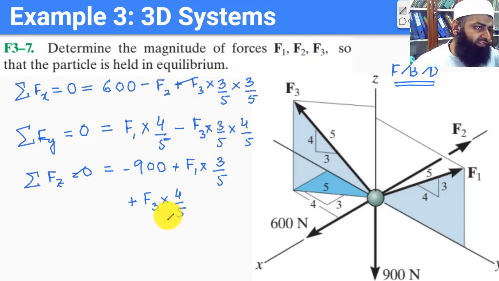So now we have these three equations and we have three unknowns. We have F1, F2, F3. So we can solve them simultaneously.